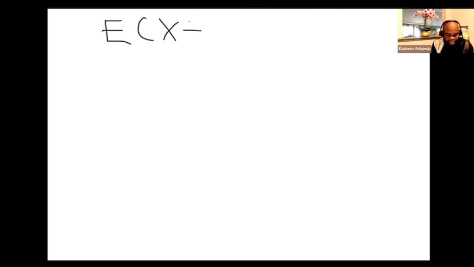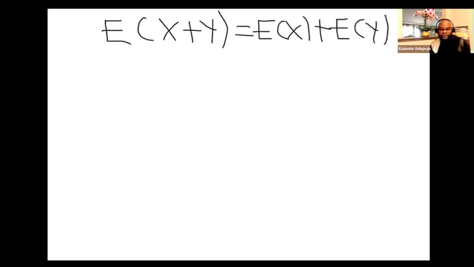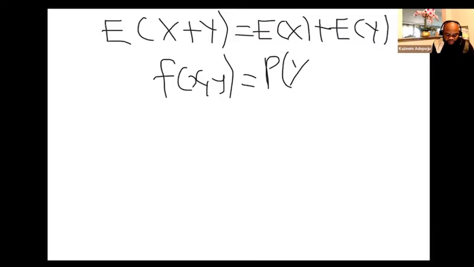The expected value of X plus Y equals the expectation of X plus the expectation of Y. If I want to prove this, since I have X and Y and I'm investigating them jointly, I have a bivariate case right now, so I need a joint F of X, Y. If I'm talking about the joint PMF, it is basically the probability of this and the probability of that. I wanted to take note of that.